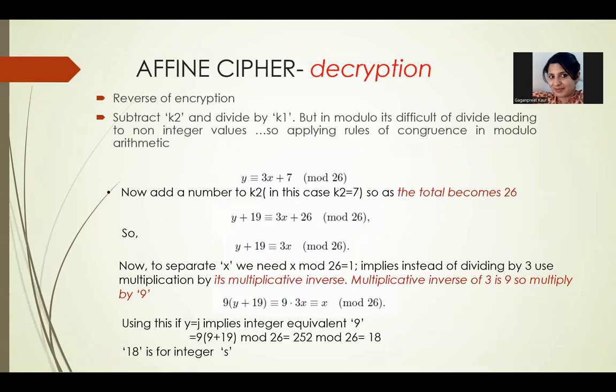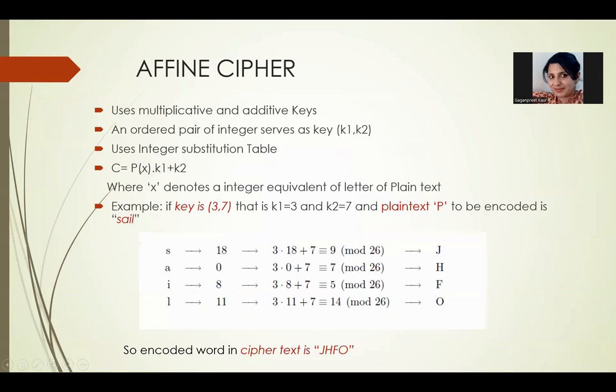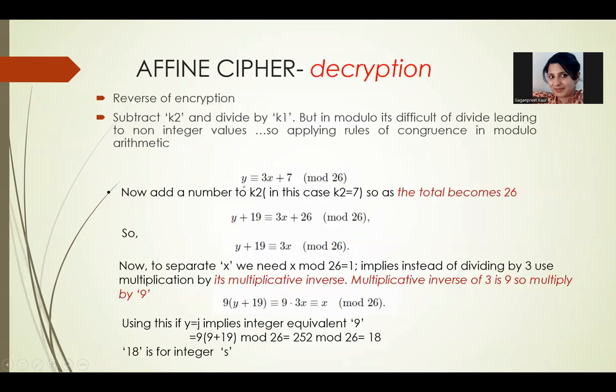So we know the value of K2 is 7 and the value of K1 is 3. Y here denotes my ciphertext integer equivalent, and X is my plain text integer equivalent. How did I get my ciphertext? It was from this equation, that is Y = (X into K1 plus K2). K1 is 3, K2 is 7, so it becomes 3 into X plus 7. So I'm getting my ciphertext by 3x plus 7.